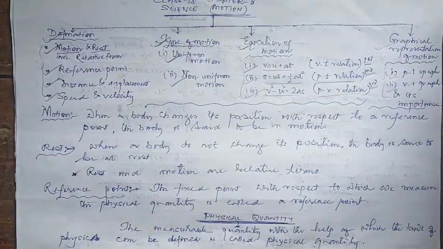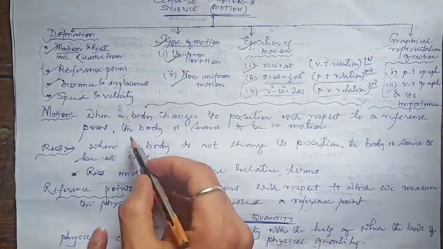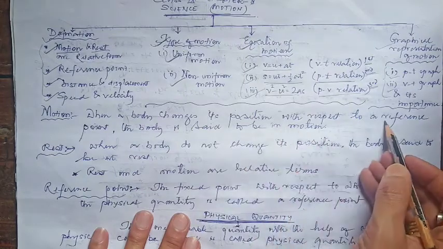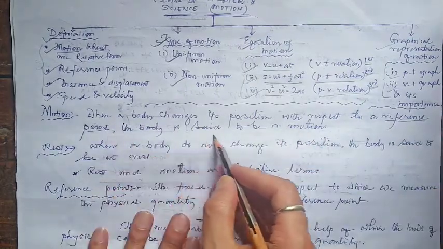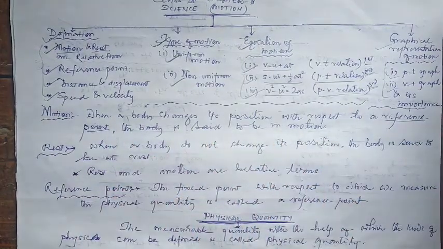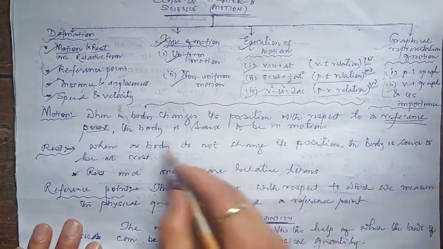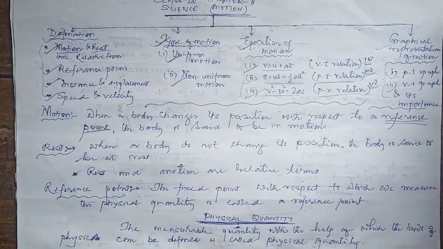So what is motion? When a body changes its position with respect to a reference point, the body is said to be in motion. Students, to understand the term motion, we must be familiar with reference point. Now, what is a reference point? A reference point means a fixed point with respect to which we measure something. Now, what is the meaning of this fixed point, and of measuring something with respect to a reference point? If I ask someone, where is your home?